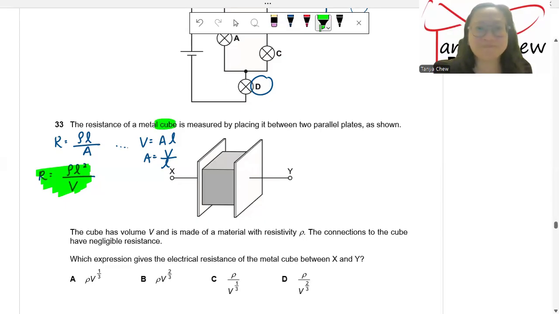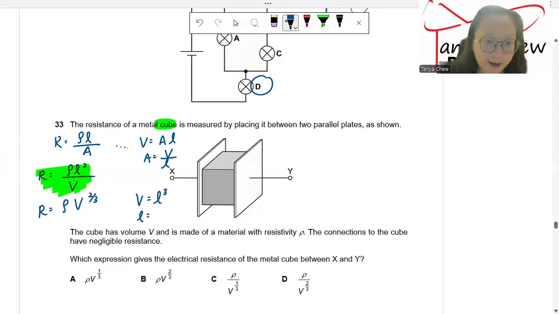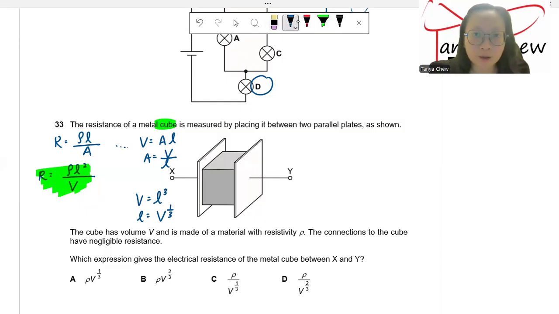This is a cube. Volume of the cube is length cube, right? So this is length square. That is why it is V to the power of 2 over 3, right, because volume is equal to length cube. So that is why length is equal to V to the power of 1 over 3. But this is length square. So I'm just going to do it a bit here.